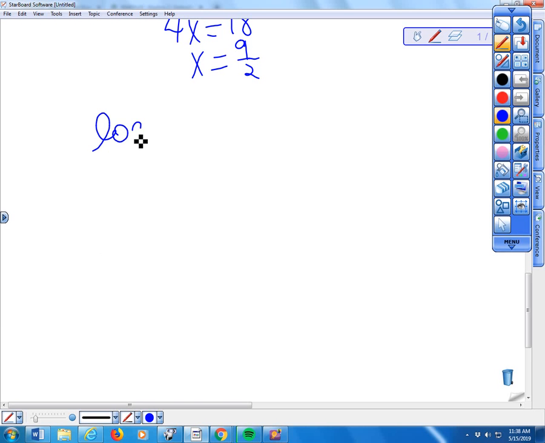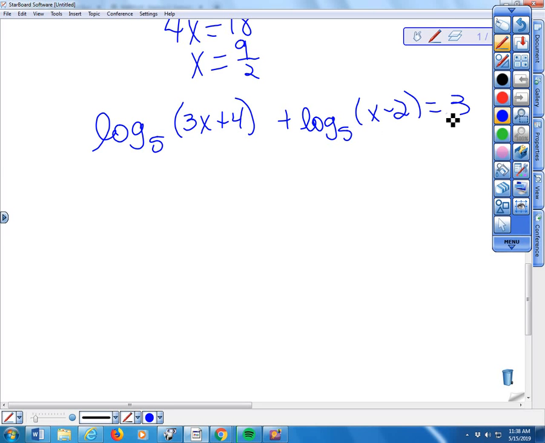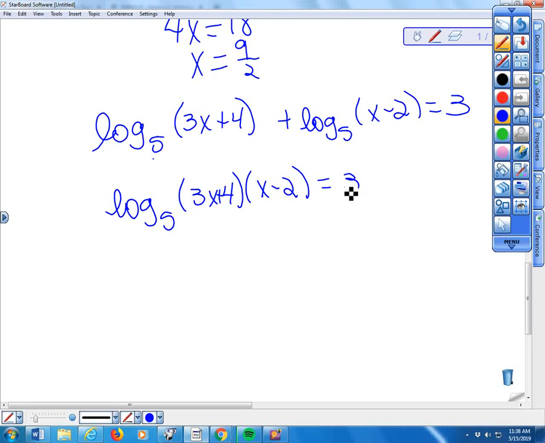Next one, log base 5 of (3x plus 4), plus log base 5 of (x minus 2) equals 3. Okay? This time I don't have the same log on both sides, but I do have the same base here, and they're added, which I condense. 3x plus 4 times x minus 2, minus 6x plus 4x is minus 2x.